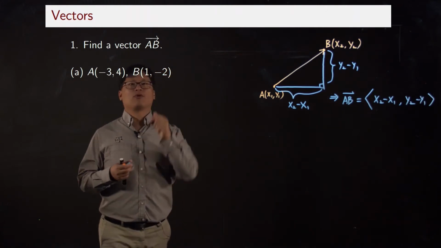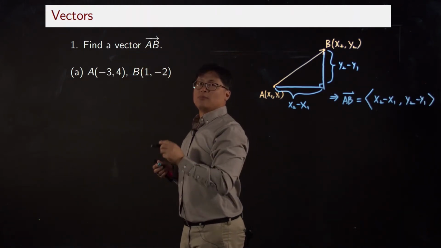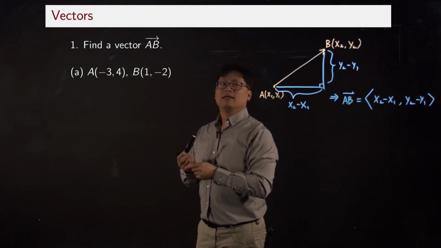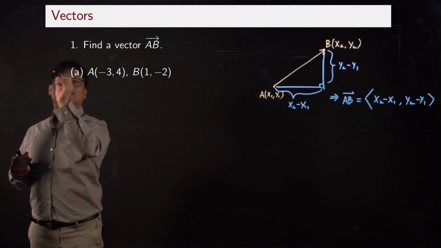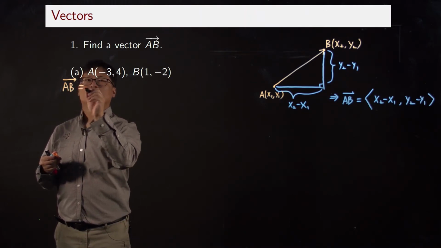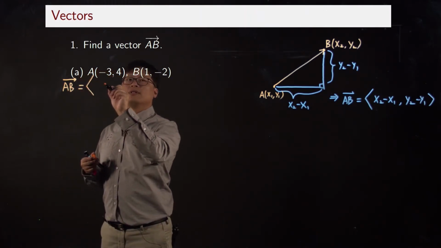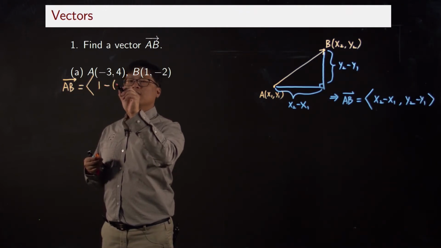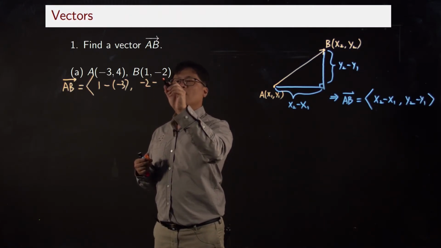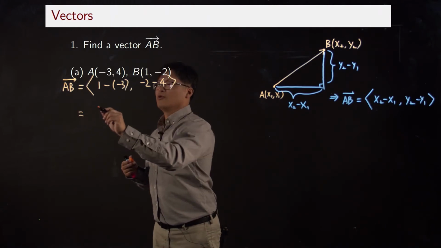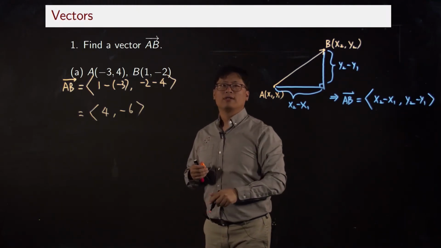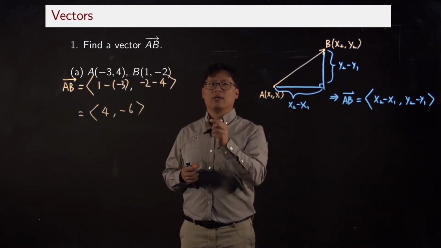So let me apply this one to this problem, okay? Look at that. A is the initial point, which is given by negative 3, 4, and B is the terminal point, okay? Then your vector AB is equal to terminal point minus initial point in x component, and terminal point minus initial point for y component. That is equal to 4, negative 6. This is the way to write your vector with initial point and terminal point.